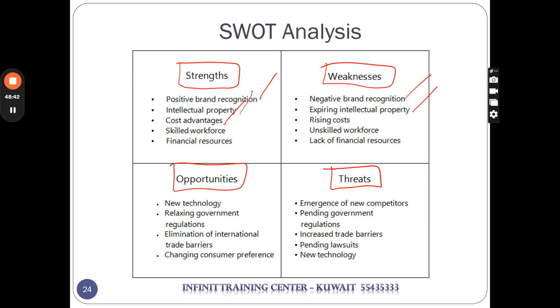Cost advantage: I am buying goods at low cost, but here cost is high. I have a skilled workforce, but here the workforce is not so skilled, so it's a weakness for the company. I have good financial resources, but this company maybe doesn't have enough cash flow. So these are strengths and weaknesses. Then opportunities: new technology for this company can be an opportunity. They have a new technology. Maybe that can be a threat for you also. The emergence of another new technology is coming up, so maybe the technology in which you are working may go out of business.